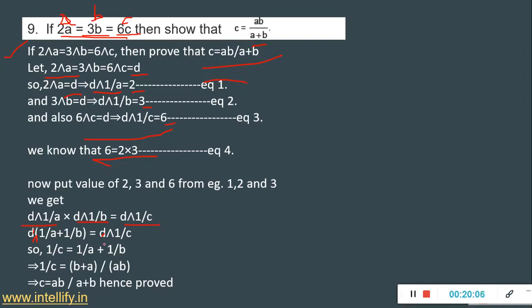So if we compare the power, 1 by c is equal to 1 by a plus 1 by b. 1 by c is equal to ab LCM upon b plus a. B plus a is in numerator and ab is in denominator. And we want value of c, so we will take reciprocal of this, which will become c is equal to ab upon a plus b. Hence proved. This is the value we want to prove. Next question.